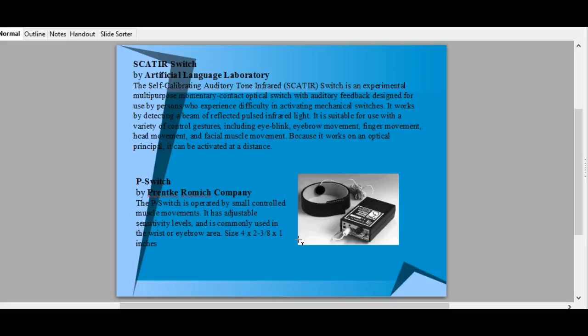Scatter switch and P switch. They are real fine, and the P switch is the smallest switch you can imagine right now in the market, and the scatter switch is a very tiny little optical switch that has auditory feedback, and it is designed for people who experience difficulty in activating mechanical switches. So this is something that works with an eye blink, for example, or eyebrow movement, or a tiny little finger movement or head movement, and it works on an optical principle, so it can be activated at a distance.